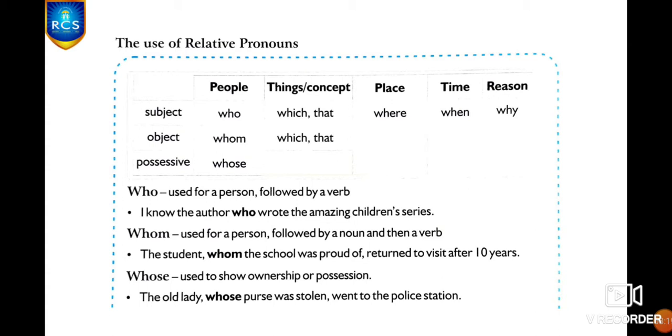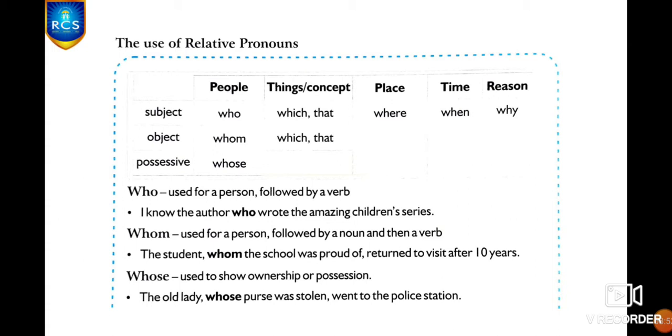And here they have given you the usage of each relative pronoun in detail. Who, it is used for a person followed by a verb. I know the author who wrote the amazing children's series. Whom, this is also used for a person followed by a noun and then a verb. The student whom the school was proud of returned to visit after 10 years.